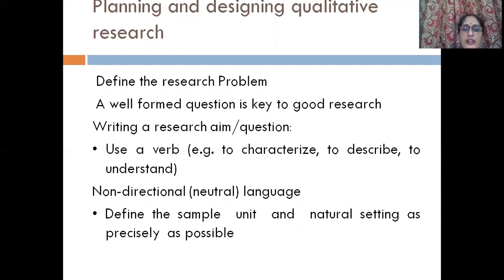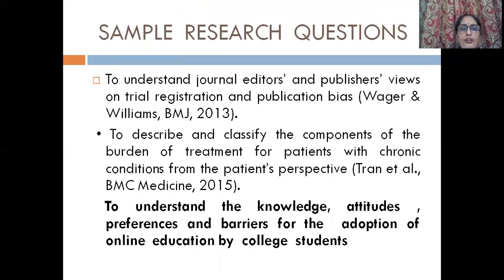You have to define the sample unit. Next, the sample unit must have all the attributes of the population which you have to study to find answers to your research questions. The setting, national setting, has to be also chosen very precisely. Whether it has to be a face-to-face conversation, observation, interview, focus group, or it has to be retrieval of documents, retrieval of audio or video tapes.